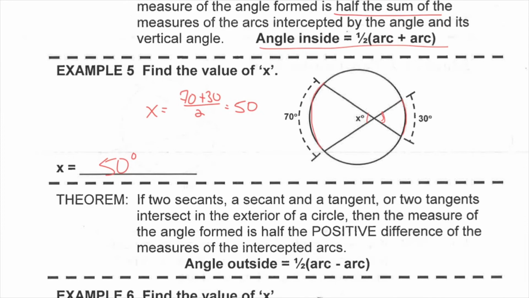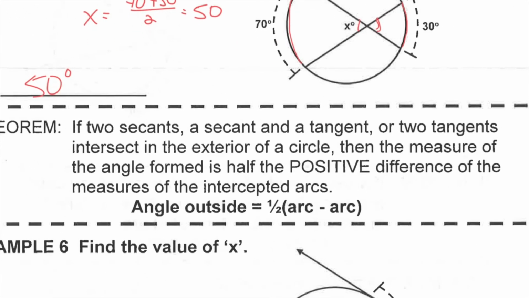The next one's very similar. If two secants, a secant and a tangent, or two tangents, so there's 3 ways this could happen.